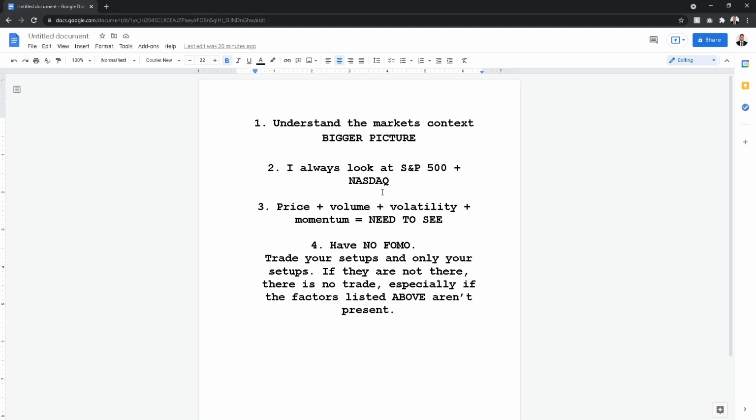If I don't have any of these factors, especially volume, volatility, momentum, I personally will either find it to be a lower quality setup, or I just won't trade it at all because it's not worth the mental capital and it doesn't fit my edge or my style on what I know makes me the most amount of money. Now, because of this, you need to have an immense amount of patience. You cannot have FOMO. A lot of people just trade something moving up, or they trade something they see moving down. For me, I have to trade my setups and my setups only because I know that's what makes me money. If it's not there, there's no trade for me, especially if these factors right here aren't present.